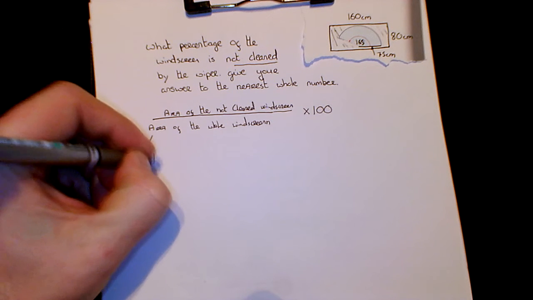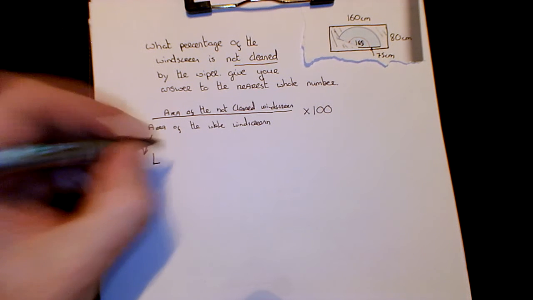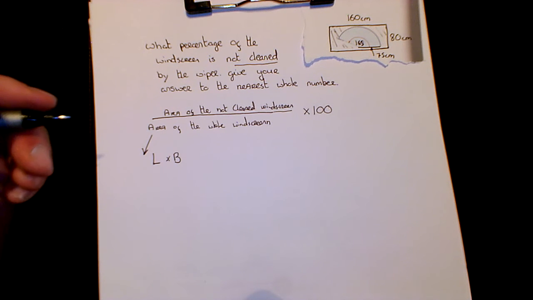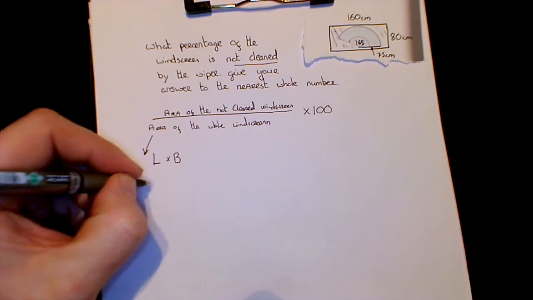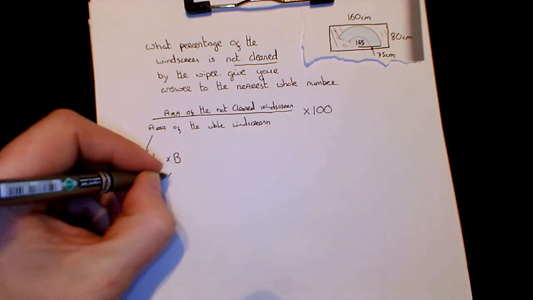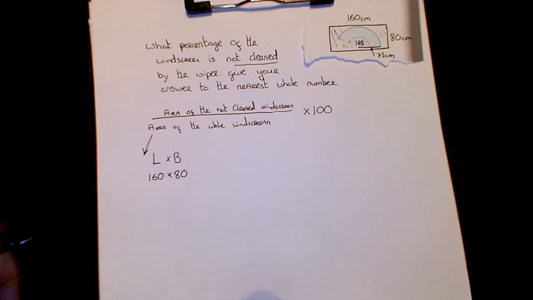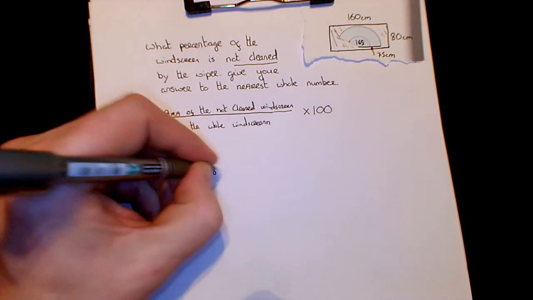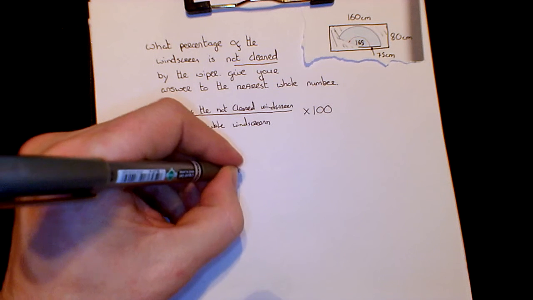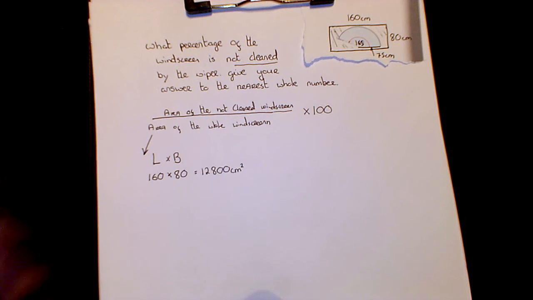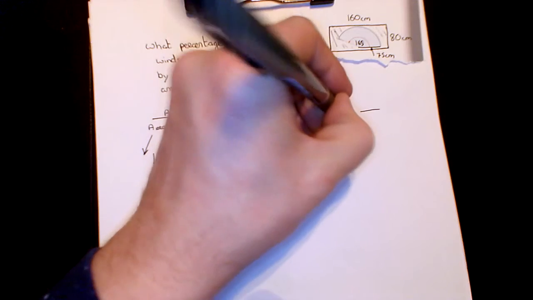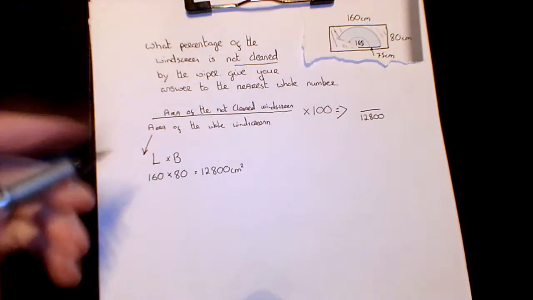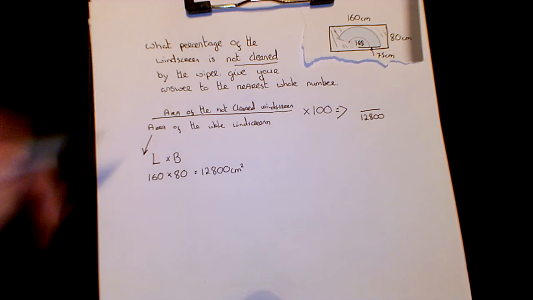Okay, so the area of all the windscreen, well, it's a rectangle, so it's length multiplied by breadth, or length by width, or width by height, and that is 160 centimeters multiplied by 80 centimeters. Okay, and that'll give you 12800 centimeters squared. Okay, so I'm going to write that over here. This is 12800. So I have the area of the whole windscreen.